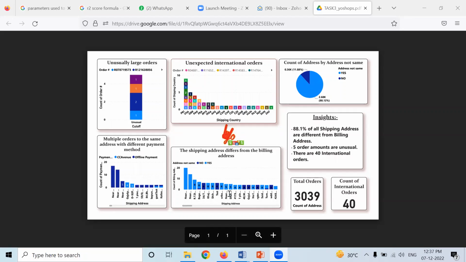Yes, ma'am. Tree map you can use for it. Tree map will work. Okay. Rest of the things are all good.